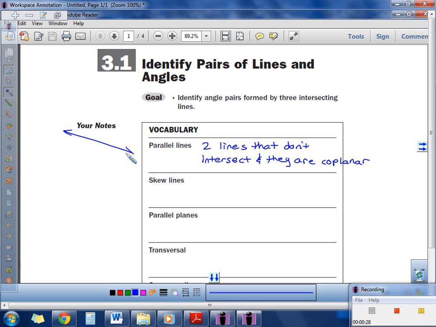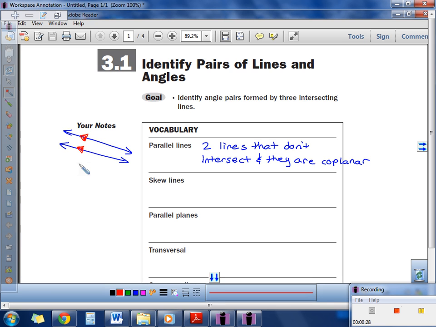Kind of looks like this. We have one line, another line running beside it. The key thing is that they'll never touch. They actually have symbols that they'll put on these lines, and here's what they look like. Take note of this. They'll put a little arrow on it. These arrows mean that they're parallel. Without those arrows, then they're not parallel. Without the arrows, you can't assume that they're parallel. Do not assume that they are parallel.